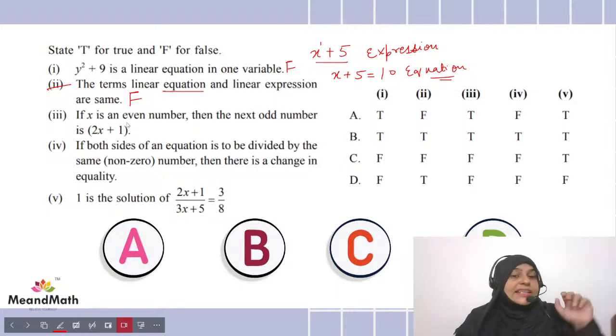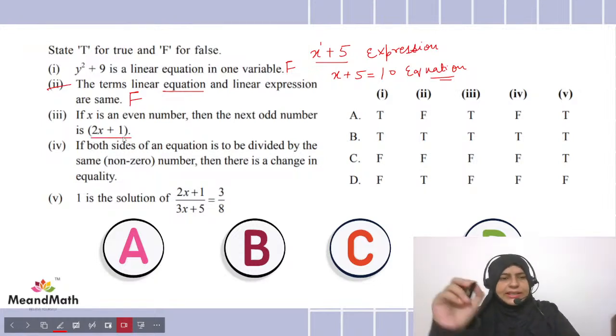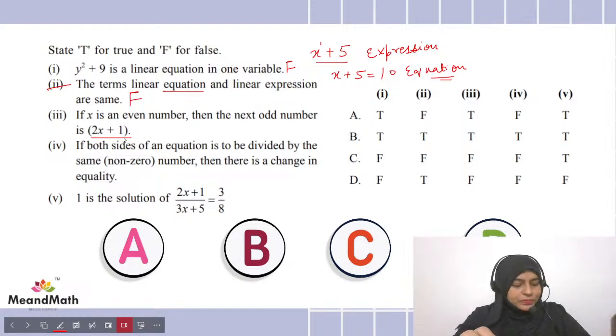If x is an even number, then the next odd number is 2x plus 1. What do you think? Is it false or true? Try to write your responses in your chat box, all of you. What do you think?